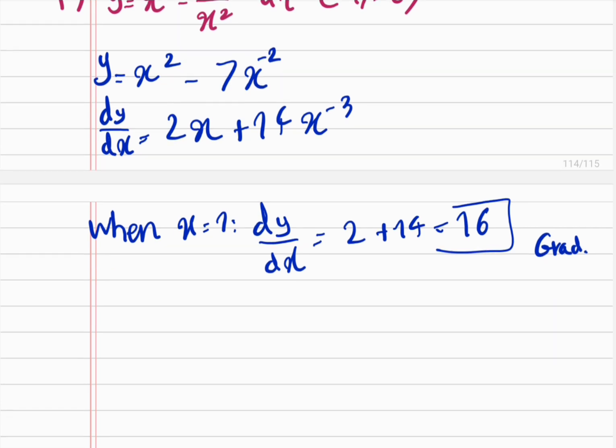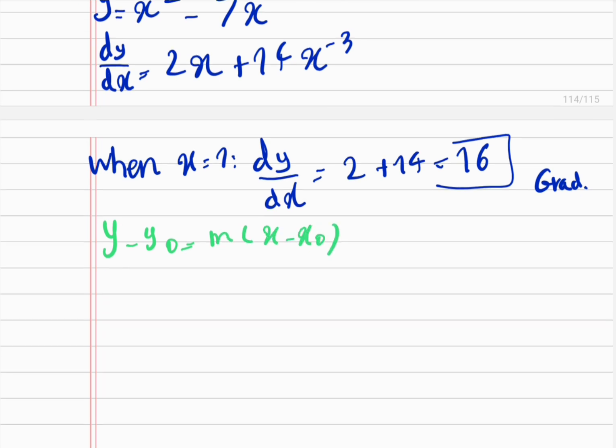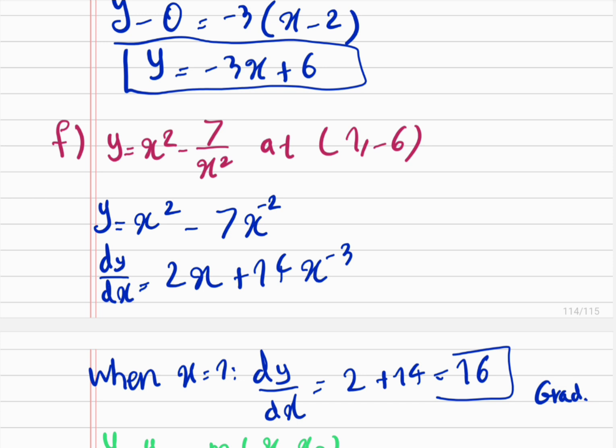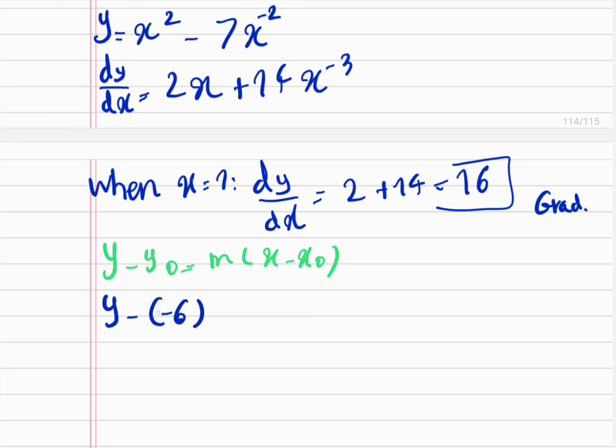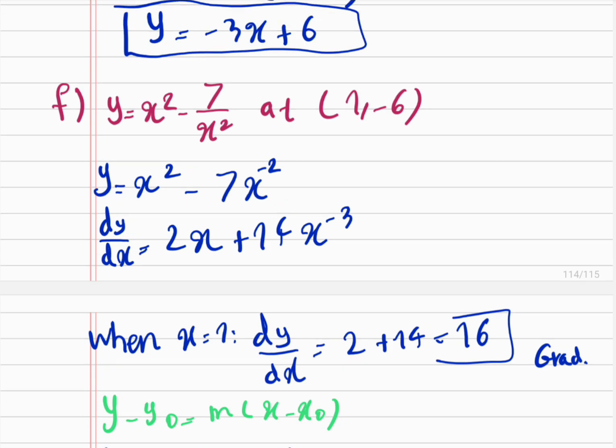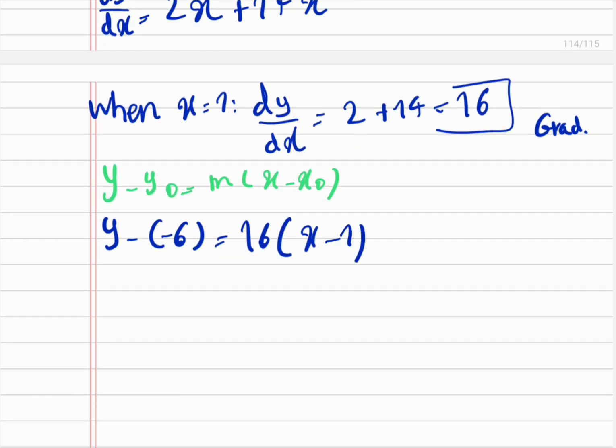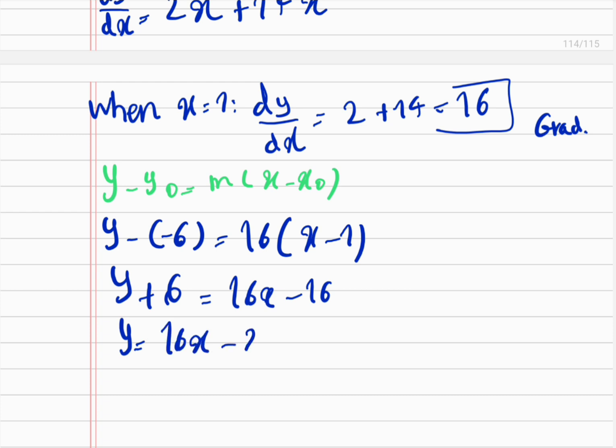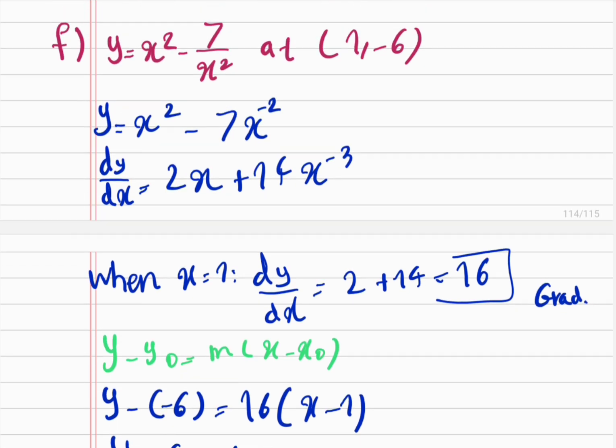And now we just use the formula again. So y minus y0 is equal to m times x minus x0. So we just substitute. y0 is the y coordinate, which is minus 6. So we have y plus 6 is equal to m, which is 16, times x minus x0, and x0 is 1. Okay, so this gives us y plus 6 is equal to 16x minus 16. And therefore, we have y is equal to 16x minus 22. So this is the equation of the tangent at the point 1, minus 6.